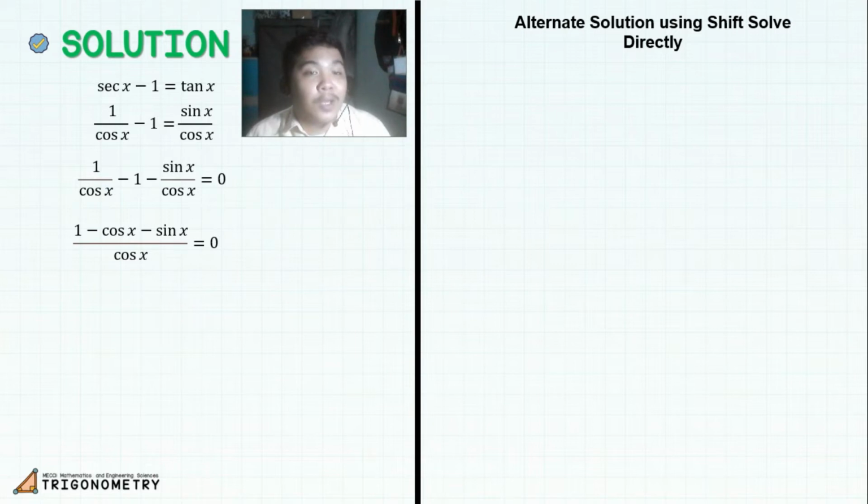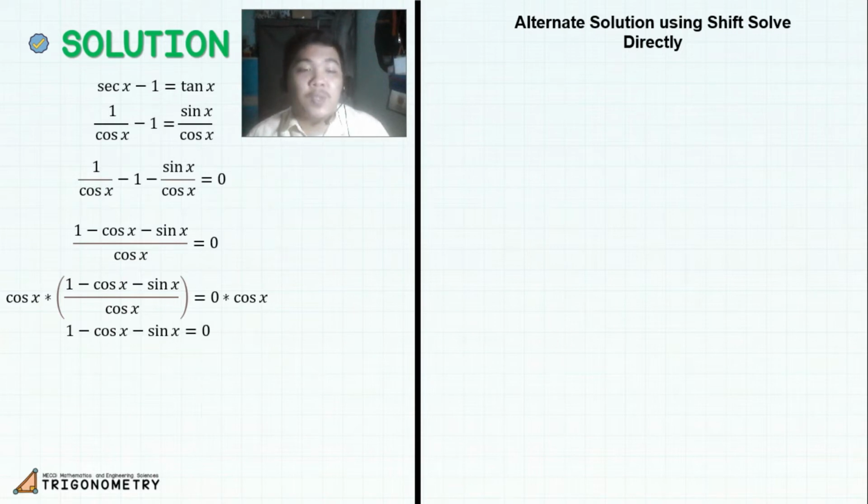That's why we want to remove the denominator. We multiply both sides by cosine of x, which leaves us with 1 minus cosine of x minus sine x is equal to 0. We now have a simplified version of our equation, and we can now input it in our calculator.